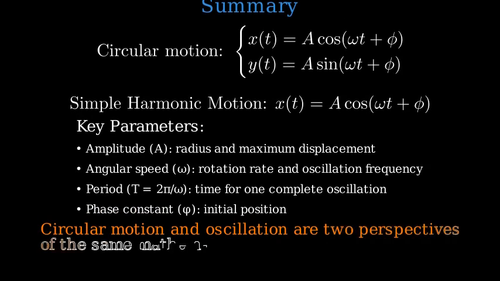This connection between circular and oscillatory motion is one of the most elegant relationships in physics. It allows us to understand complex systems by seeing them as projections or combinations of circular motion.